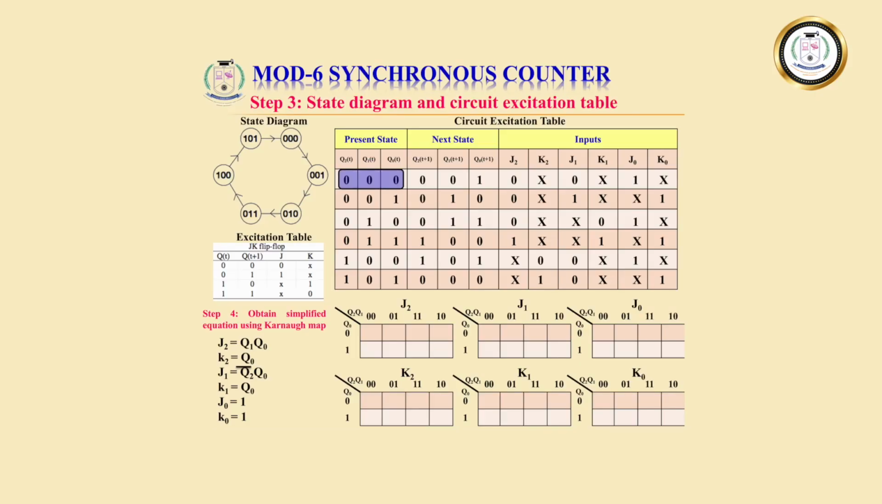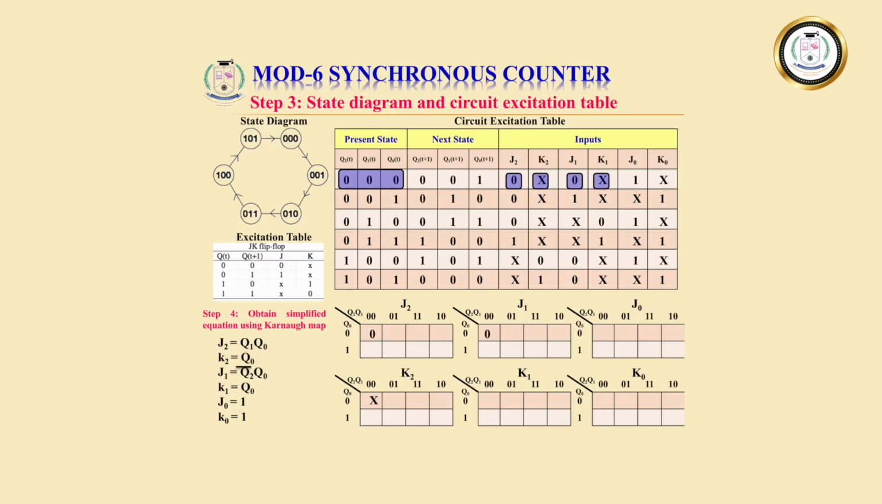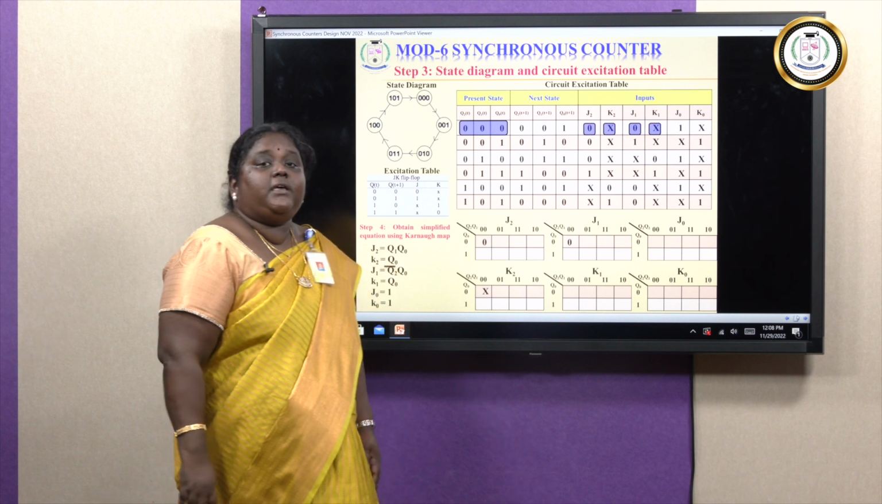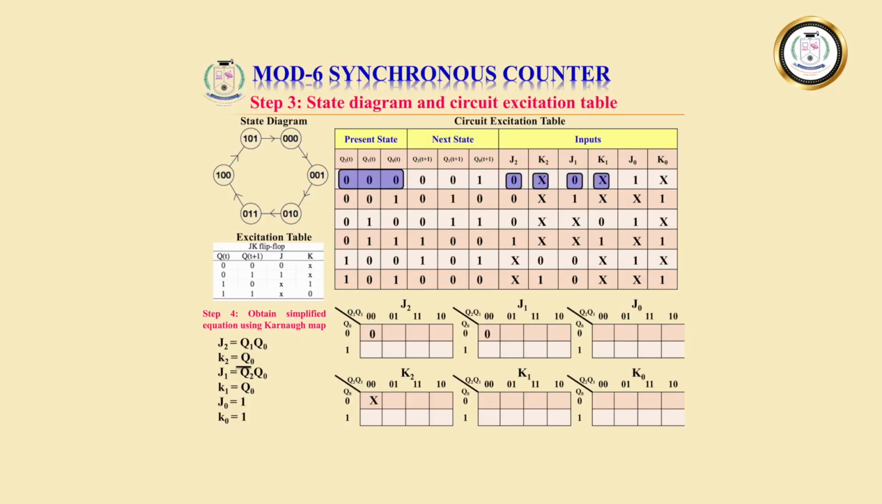For 0 0 0, the input combinations are going to be J2 and K2. So 0, don't care. This is the position of 0 0 0. Let us simultaneously fill that position in all the tables of the corner map. For J1, K1, it is going to be 0, don't care, and for J0, K0, it is going to be 1, don't care. So now we have completed filling the corner map position for 0 0 0. Similarly, next we do it for the next case.